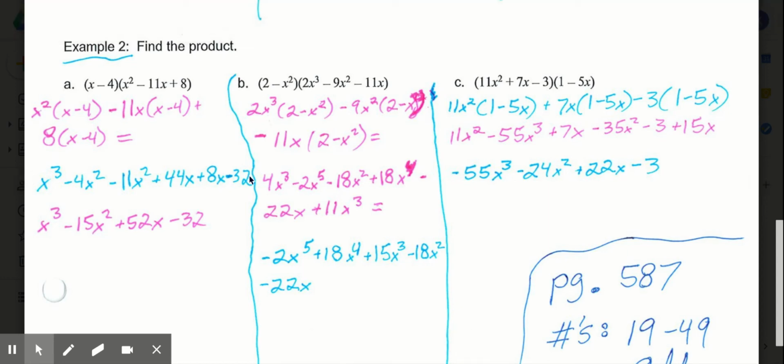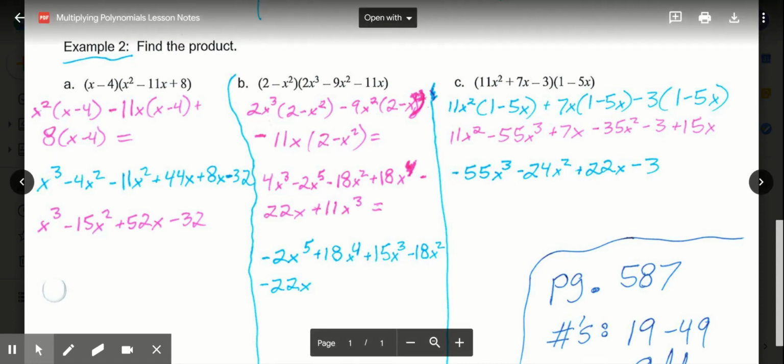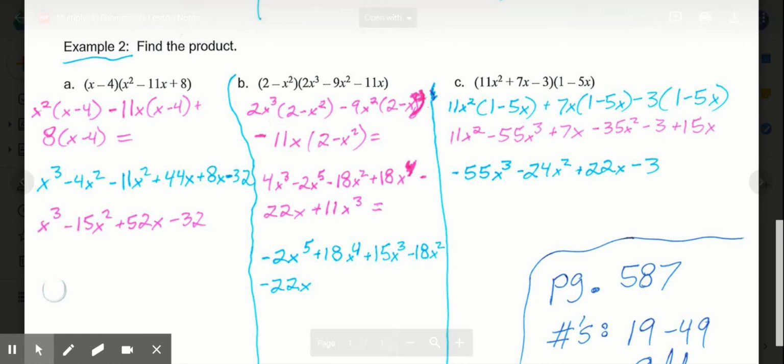Then we want to combine like terms. So x to the third is on its own. Negative 4x squared minus 11x squared is a negative 15x squared. Positive 44x and positive 8x is a plus 52x. And then minus 32 at the end.